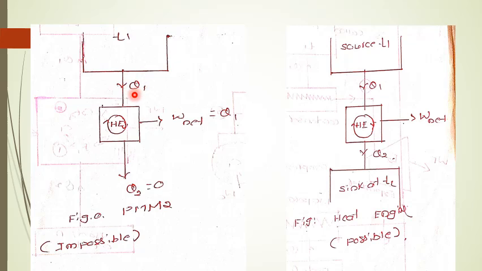All the heat energy we are supplying is converting into work here. So Q2, the heat rejection, is 0. So this can never be possible. That impossible machine we will call PMM2, perpetual motion machine of the second kind.